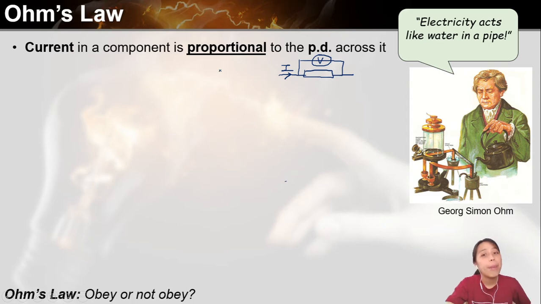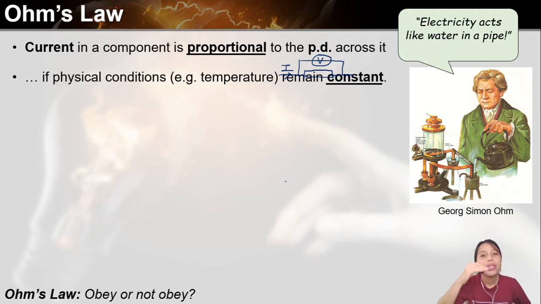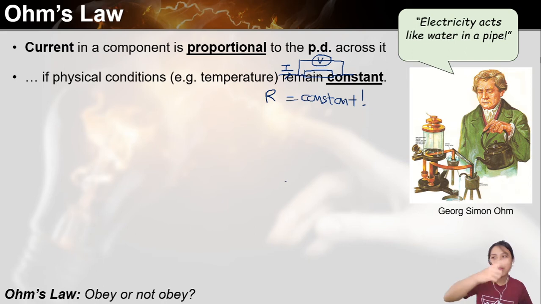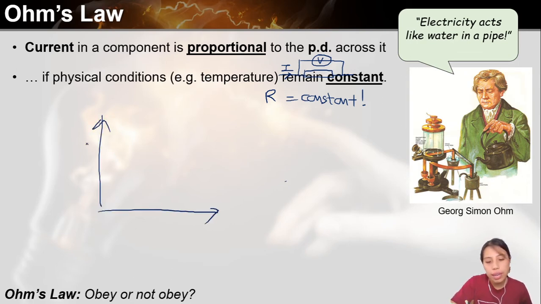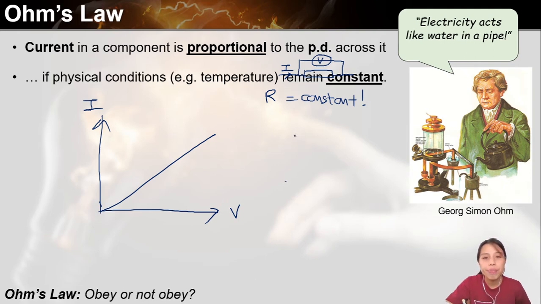So current is proportional to the potential difference. But there is one condition for Ohm's law. For Ohm's law to be true, physical conditions must be constant. So the temperature of your component must not change, because you want resistance to be constant. Like just now you saw the resistors with the weird shape graph. That one resistance is changing, but only for Ohm's law, resistance must be constant. So if you have a graph of current against voltage, I over V, and it's a straight line, then yes, you can say this resistor obeys Ohm's law.